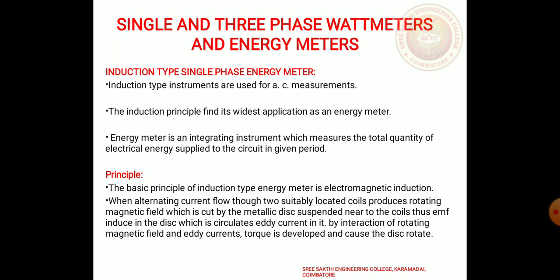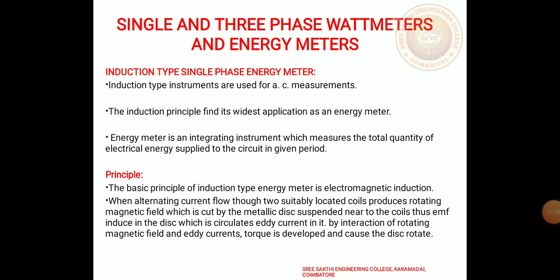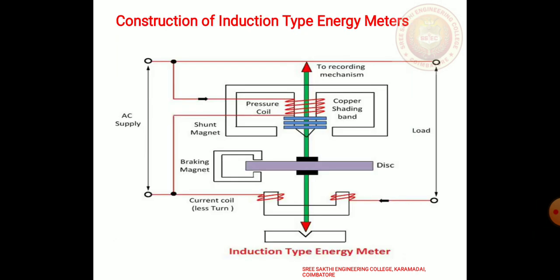Principle: the basic principle of the induction type energy meter is electromagnetic induction. When alternating current flows through two suitably located coils, it produces a rotating magnetic field which is cut by the metallic disc suspended near the coils. That produces an electromotive force in the disc, which circulates eddy current in it.